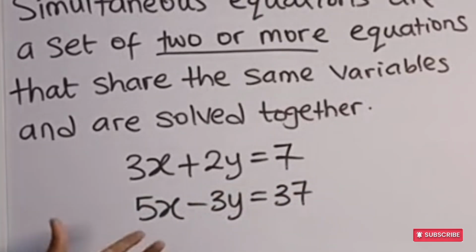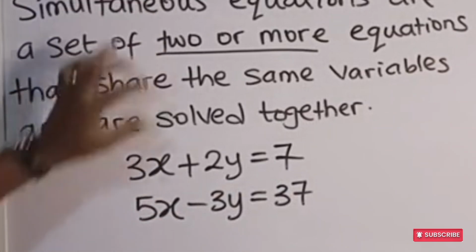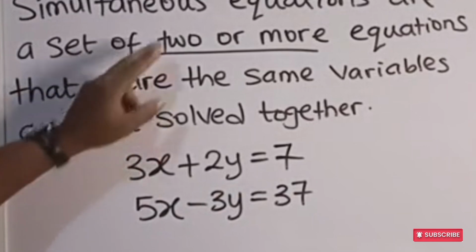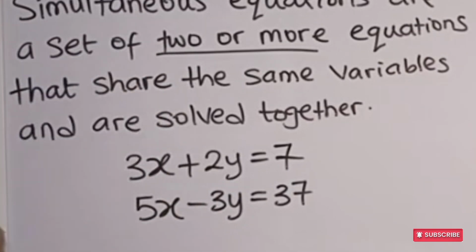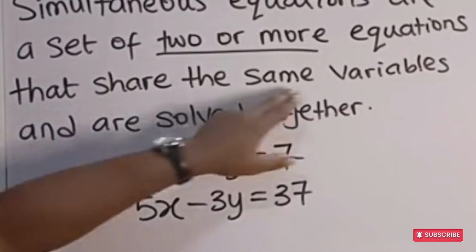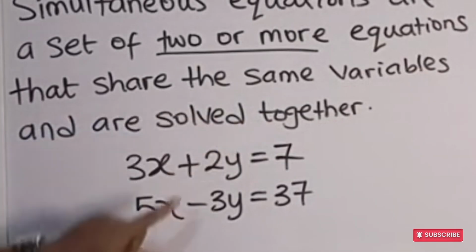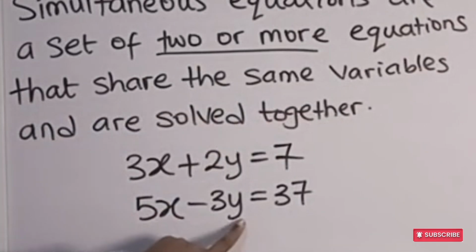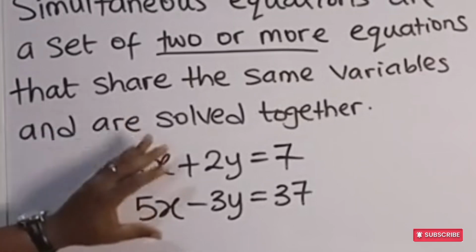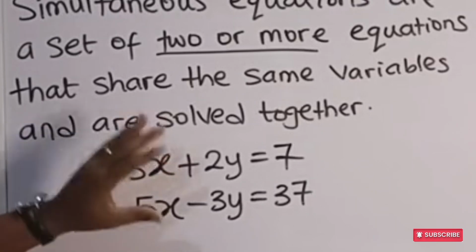Now, let's see if these are simultaneous equations. First, two equations. So we have two equations, so it meets this criteria. Second, they share the same variables. Here the variables are x and y. Over here the variables are x and y. So since they share the same variables, we can see that they are simultaneous equations. Next, for them to be called simultaneous equations, we have to solve them together.